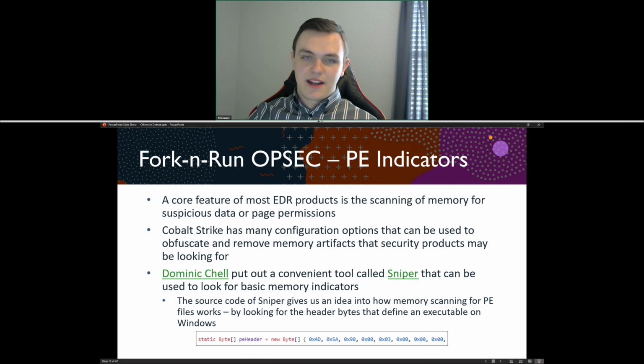to answer this question now, so one feature of EDR that's very common is it will also be scanning sort of the memory of processes for suspicious data or page permissions, right? So this is why you typically hear that you want to avoid something like RWX memory, right? Because it's very uncommon for processes to have read, write, execute memory.